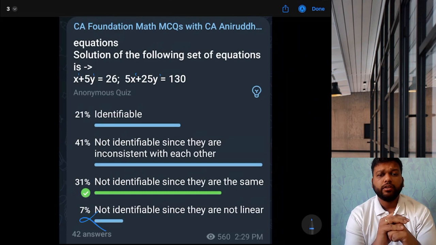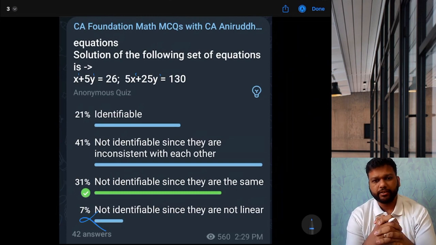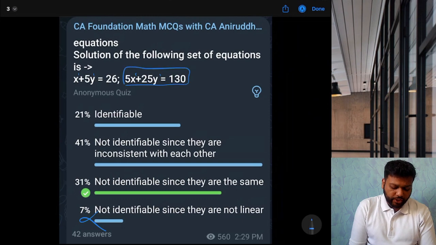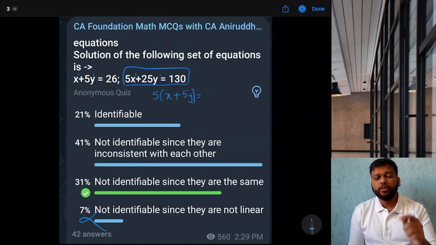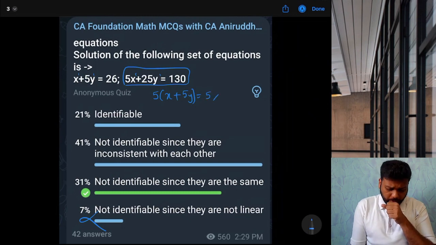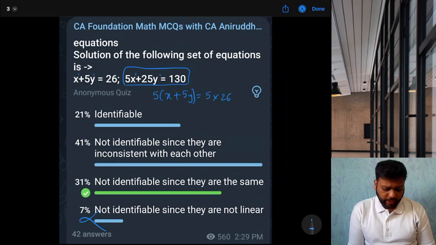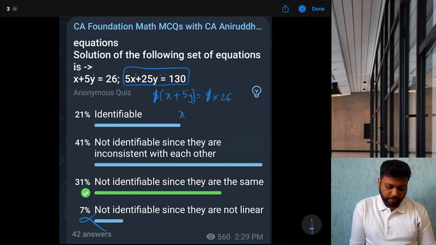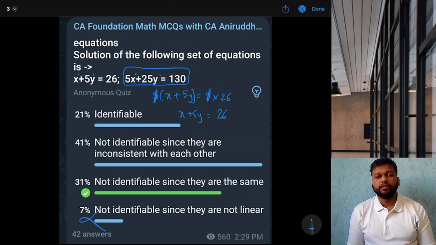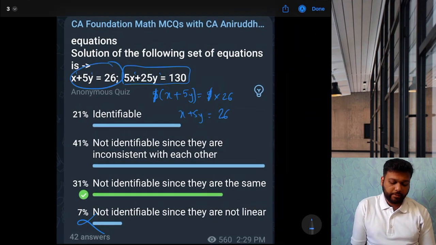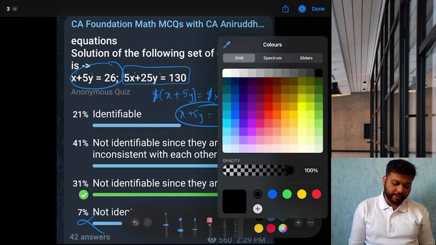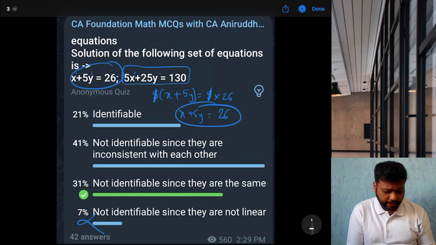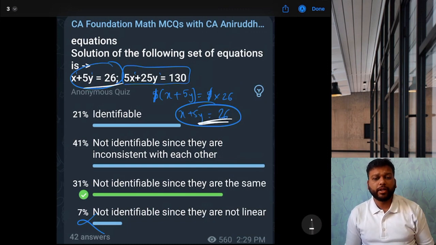Next. Now let's see whether we can solve these equations. First of all, can we take something common out of the second equation? We can take 5 common, right? So if we take 5 common, it will be x plus 5y is equal to 130 by 5, which we can also write as 26. If we cancel 5 from both sides, we get x plus 5y is equal to 26. Now this is same as the first equation. That means we don't have two equations, we have only one equation actually. It looks like we have two equations, but we don't. We have only one equation, x plus 5y is equal to 26, which is repeated 2 times. So this is the correct answer.